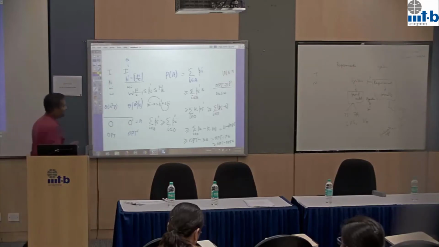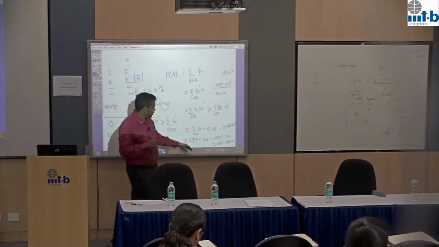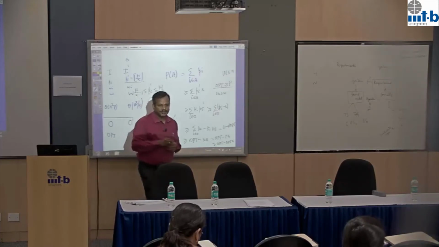So the solution that you have is P of A, which is greater than or equal to 1 minus epsilon times the optimum.